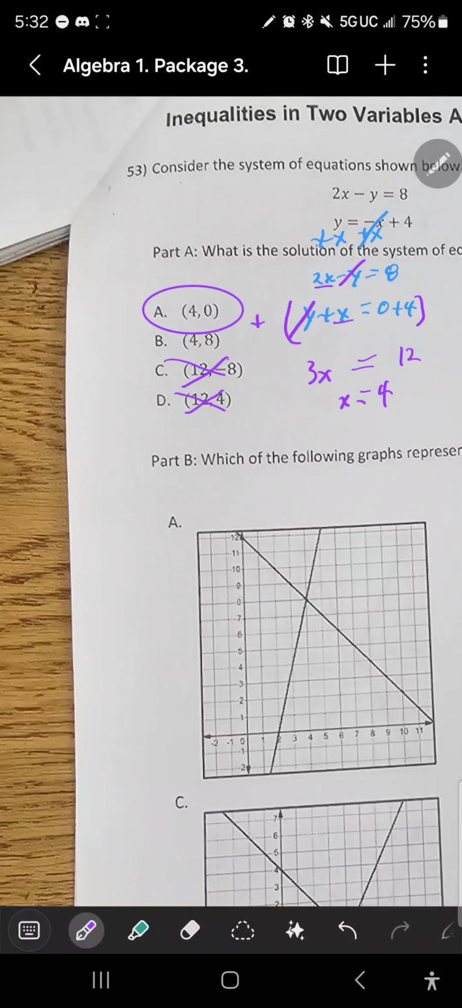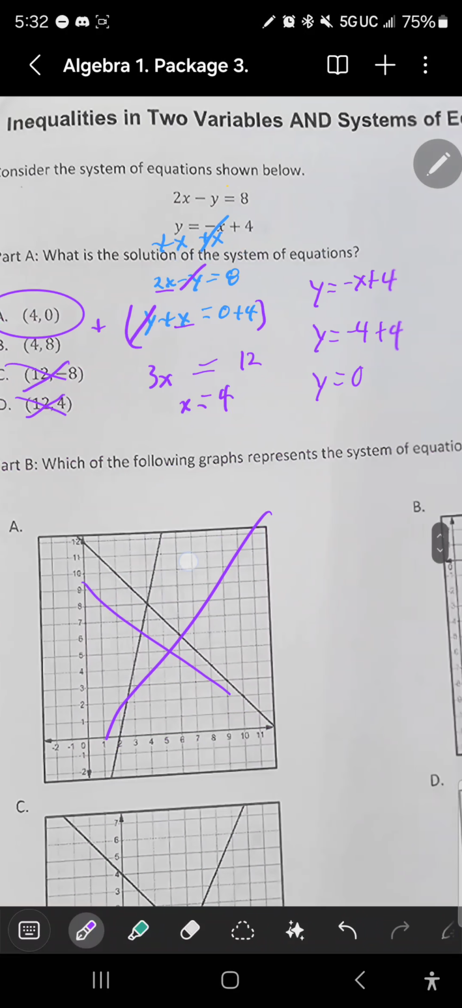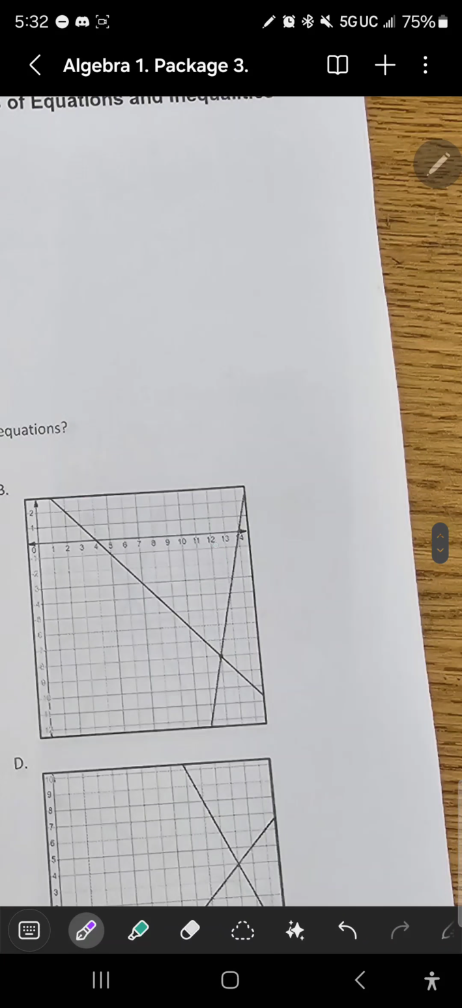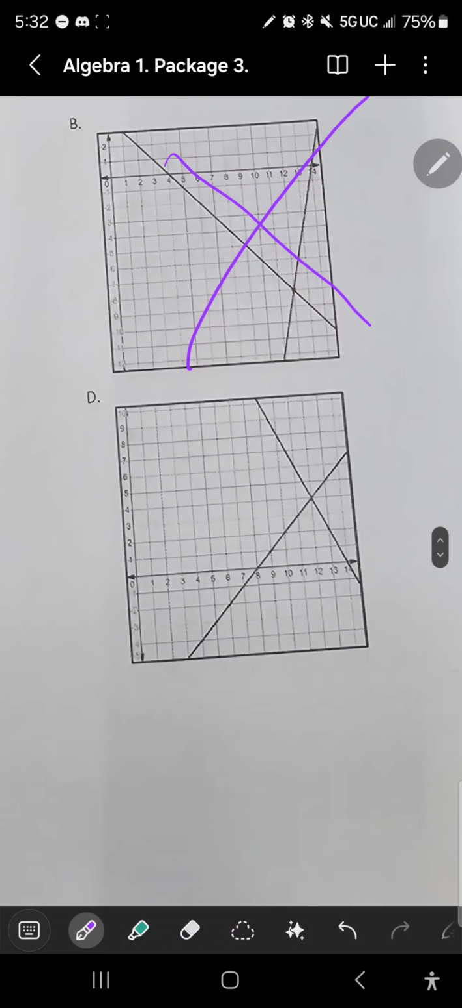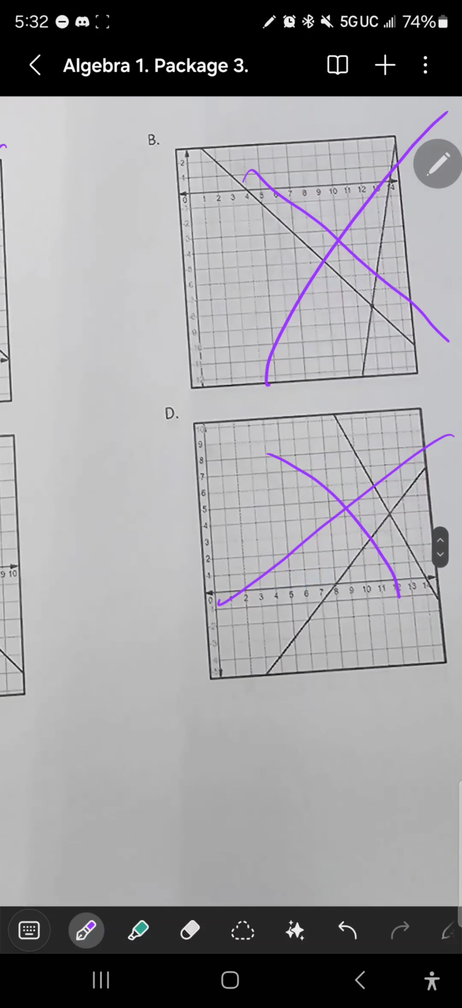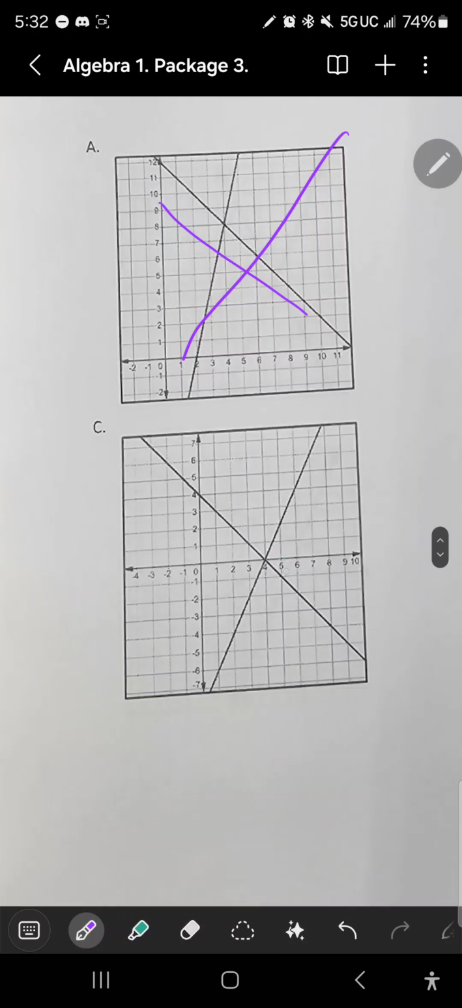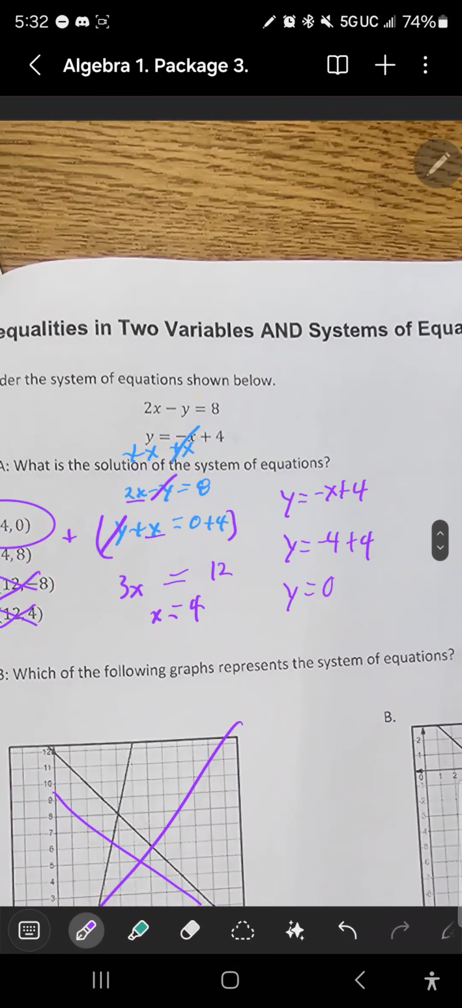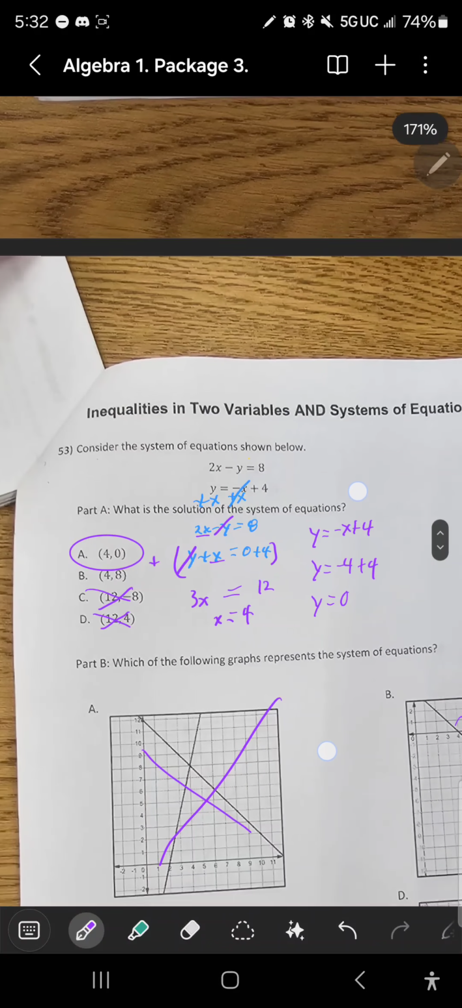In this case, it is like 4 comma 8, which is not my answer. Here it is 12 comma negative 8. No. 12 comma almost 4. No. Then 4 comma 0, which is basically what I said before.